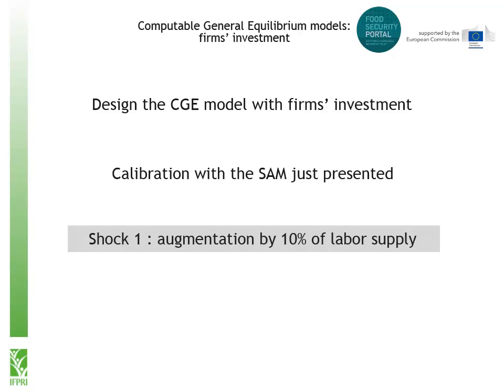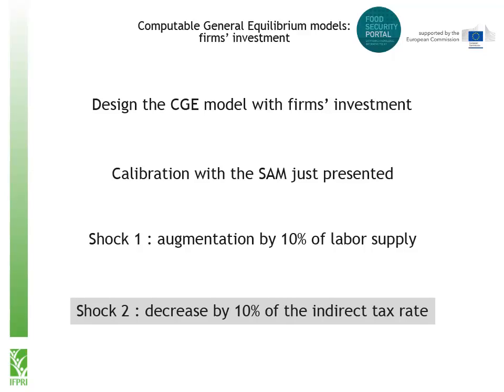And we would like you to study two shocks. The first shock is an augmentation by 10% of labor supply, and the second shock is a decrease by 10% of the indirect tax rate. And this second shock, we would like you to study it under two configurations. First, the public expenses are constant, and second, the public sold is constant.